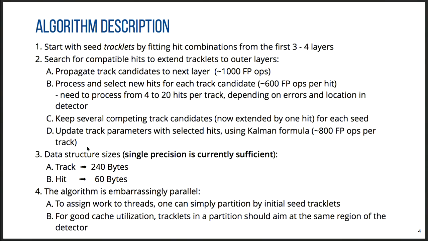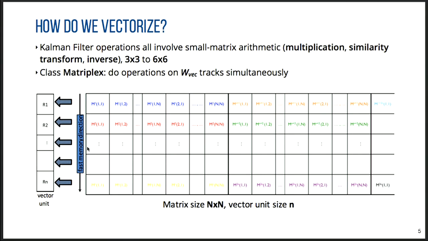We have very small structures. Here the hit is 60 bytes and the track is 240 bytes. Again, we have an embarrassingly parallel system. The problem is we don't have big matrices, but a lot of small ones, 3 by 3, 6 by 6, and we do very standard matrix operations. If we want to work on multiple tracks, we need to feed those matrices into vector units. So Mateusz wrote a thing called the Matriplex. Another way to think of it is as a matrix-major storage, particularly just to feed the vector units.